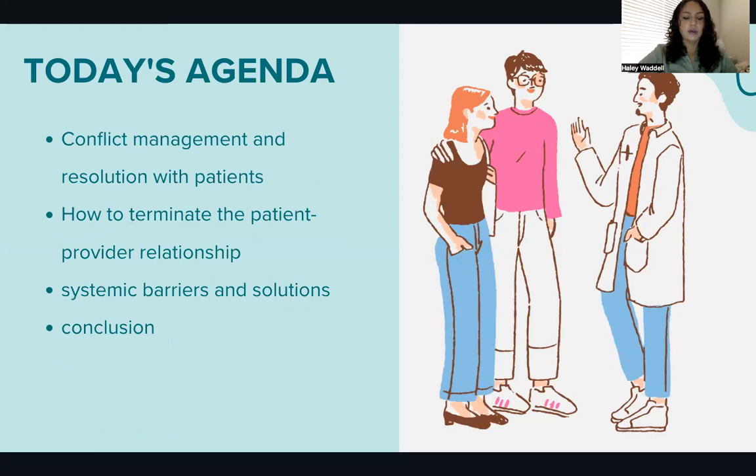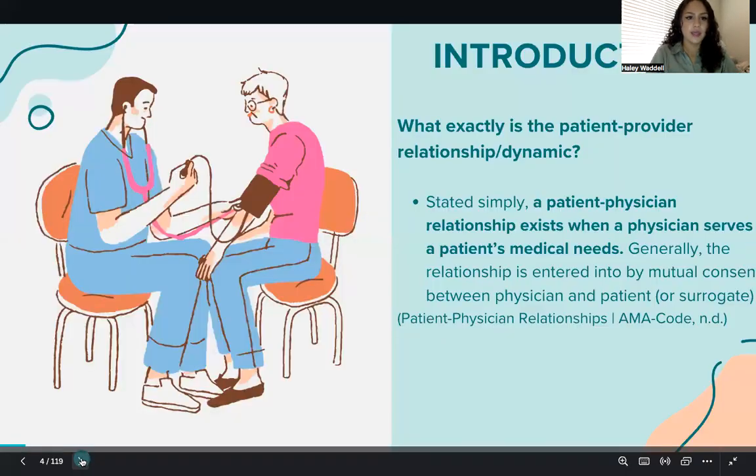Okay. Next, we're going to go over conflict management and resolution with your patients. I mean, it happens, so it's very important to be prepared for that. And we're also going to talk about how to terminate the patient provider relationship with your patient if needed, if it comes to that. It's a very tricky situation, so it's important again to be prepared. Then we're going to finish up with some systemic barriers and solutions, and then the conclusion. So, lots of stuff on the agenda today. So, let's get started.